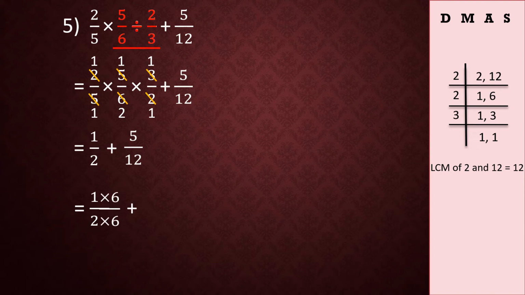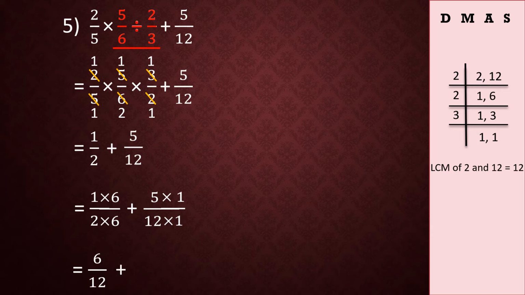Now tell me, in 5 upon 12, which digit will you multiply to bring 12 in the place of denominator? Yes, 1. So multiply numerator and denominator by the same number 1. Now simplify. 1 6s are 6 and 2 6s are 12. So we get 6 upon 12.